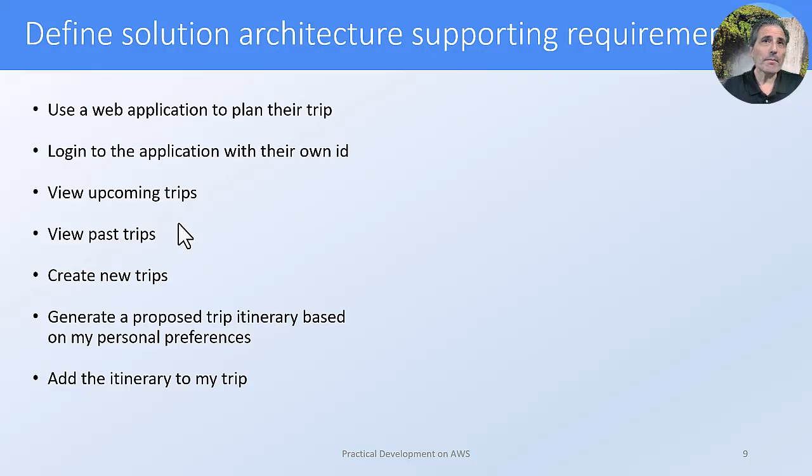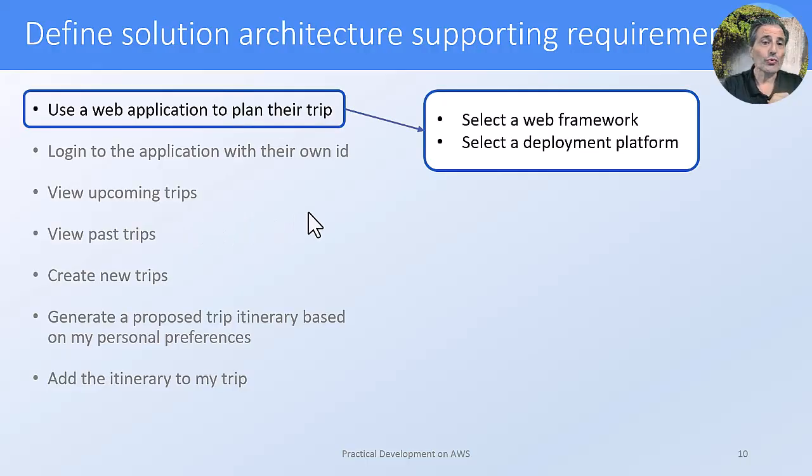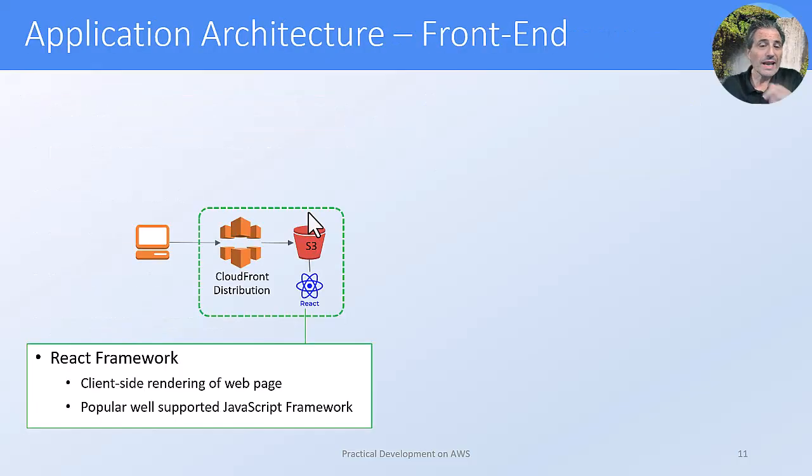Let me bring back my requirements because an architecture is only good if it supports your requirements. Starting with the first requirement, I want to use a web application. So just the fact that I want a web application means that I need to select the web framework and decide where I'm going to deploy that application. So I chose the React framework, but honestly, my decision really started with choosing between client-side rendering versus server-side rendering.